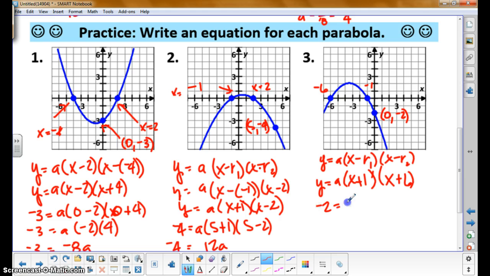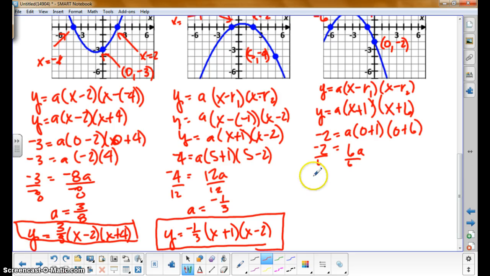So negative 2 is equal to a times 0 plus 1, 0 plus 6. So negative 2 is equal to 1 times 6, 6a. And divide both sides by 6, and we have negative 1/3 is equal to a. So the final form of our equation is y is equal to negative 1/3 times x plus 1, x plus 6.